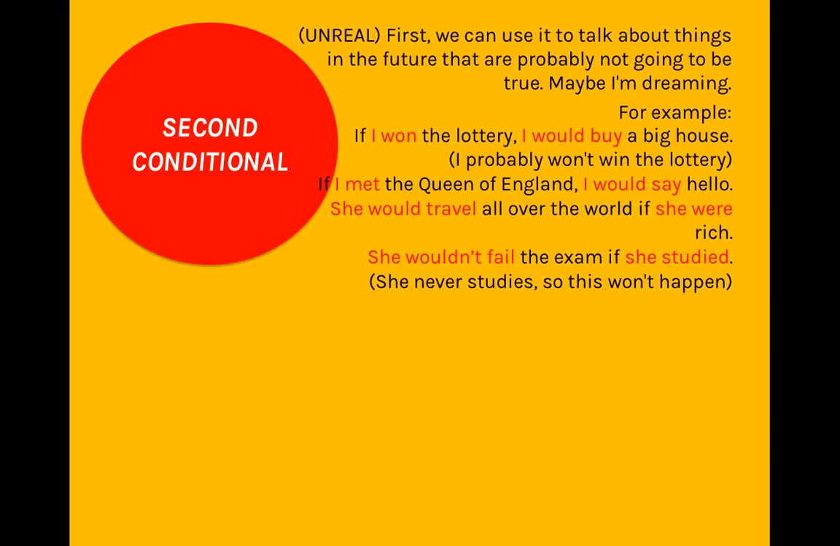But there is a very small chance also that you meet the Queen of England. You have to be very, very important, or you have to do something very valuable for the Queen to want to get to know you. So that's why we use the second conditional, because it's very unlikely that you meet the Queen. So I say, if I met the Queen of England, I would say hello.